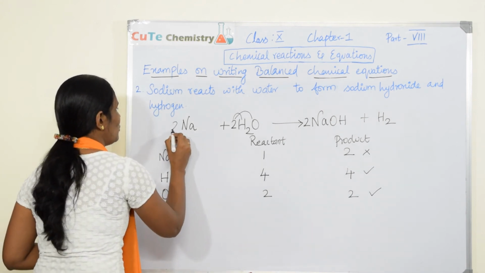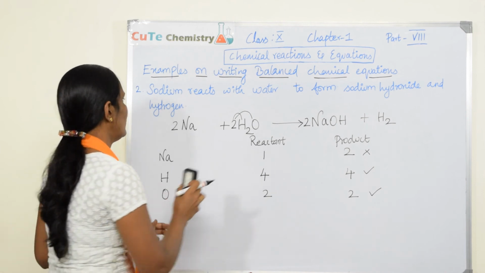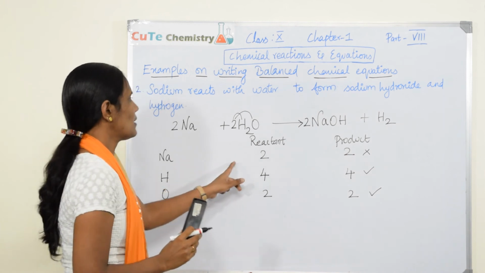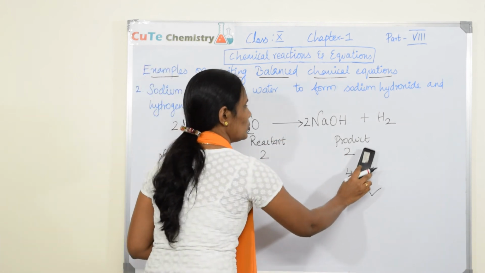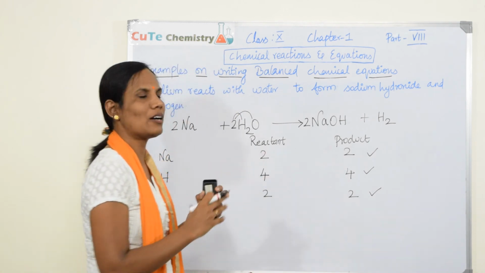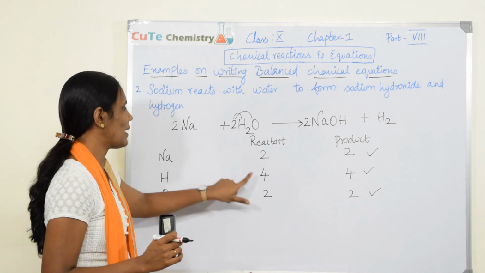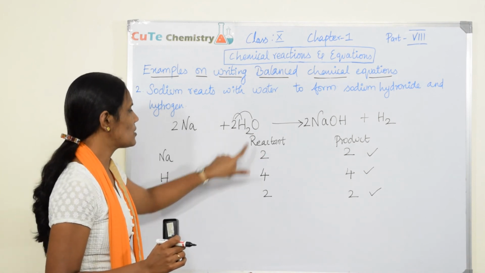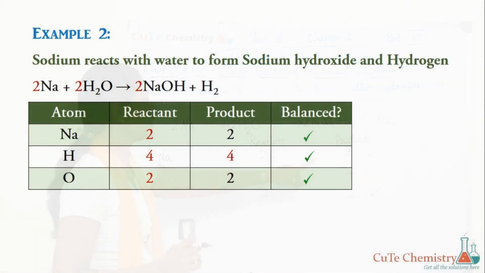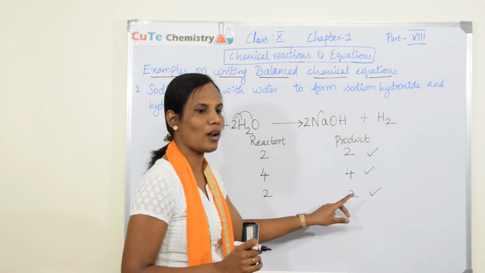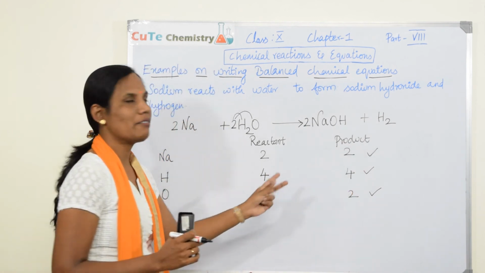When we multiply sodium by 2 on the reactant side, the number of sodium increases. Now the sodium is 2 on the reactant side, and on the product side we have 2 only. So now it is balanced. You can cross check once. 2 sodium atoms, 4 hydrogen atoms and 2 oxygen atoms on the reactant side. On the product side we have 2 sodium atoms, 2 oxygen atoms, and hydrogen we have 2 here and 2 here, so in total 4 hydrogen atoms. Now the equation is balanced.